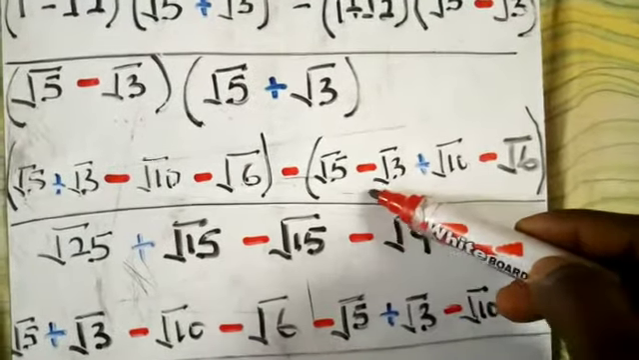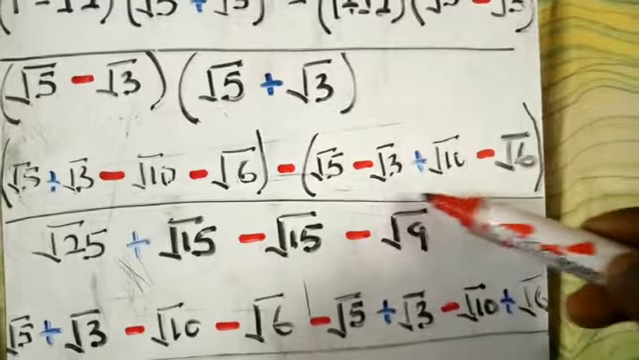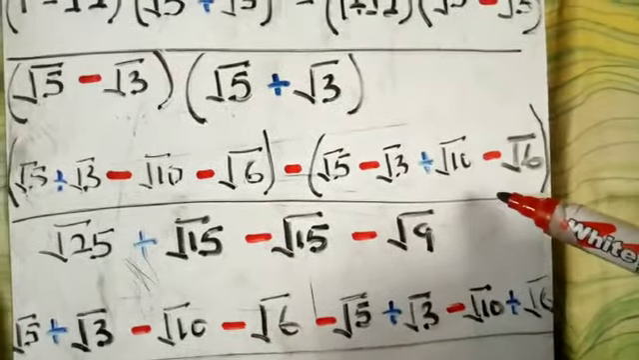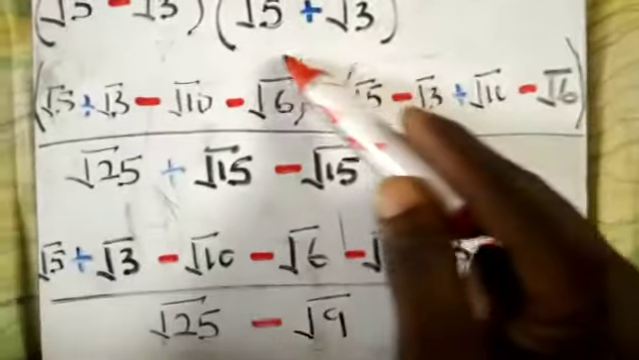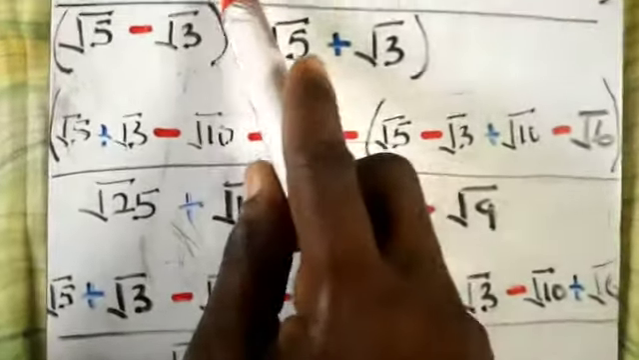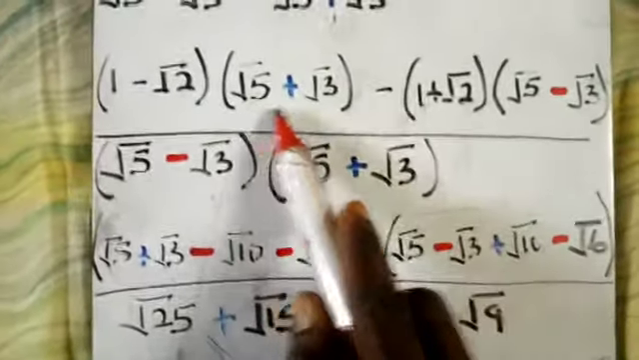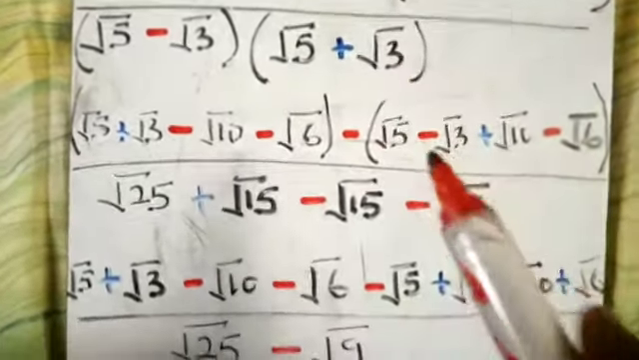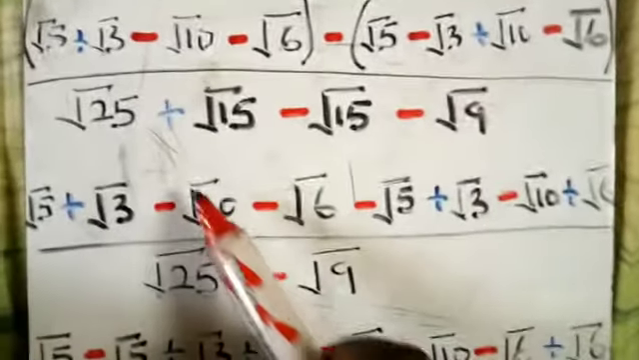root 5 minus root 3 plus root 10 minus root 6, right? So the down one, the same thing. When you multiply, the same process I used to multiply the first one is the same idea that you are going to use to multiply everything over here, since you are dealing with two different brackets. Now let's check the denominator.